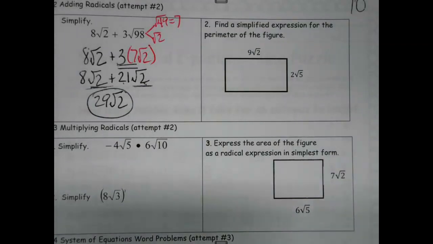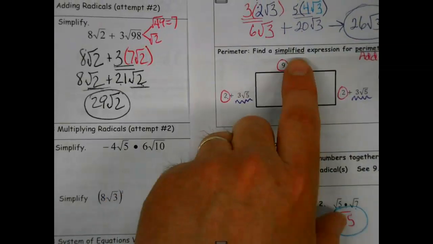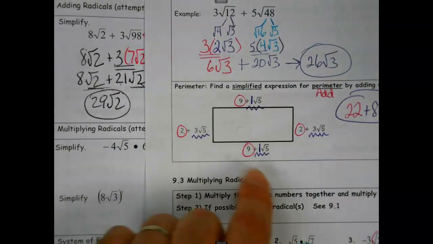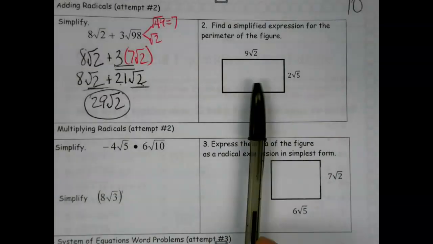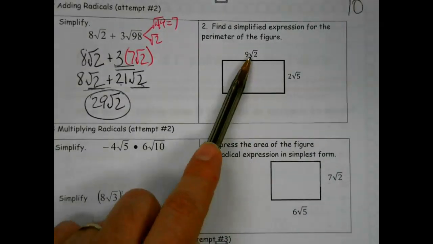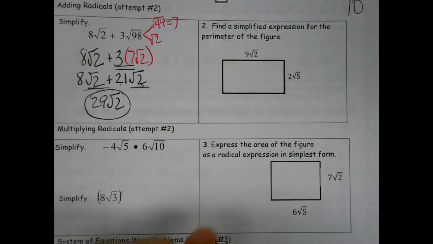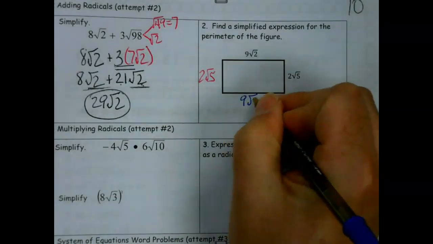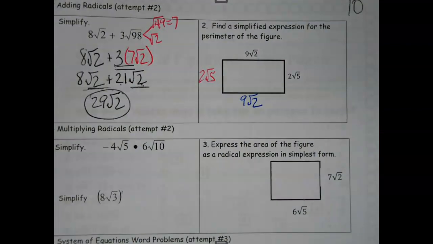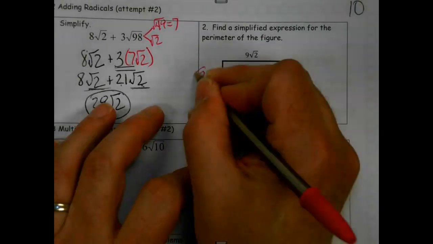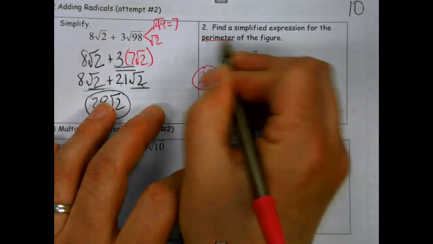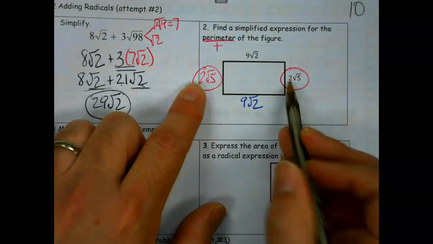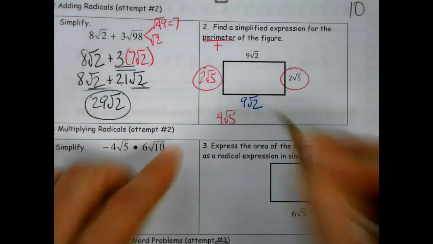And then, even though it's not exact, find a simplified expression for the perimeter. Oh, I'm just adding up the sides, things that are alike. I could do my perimeter just with this, but I also know with a rectangle that I could work my way around here, and now I'm just looking for like terms. These are alike, and again, perimeter is just add. So 2 and 2 would be 4 square root of 5.